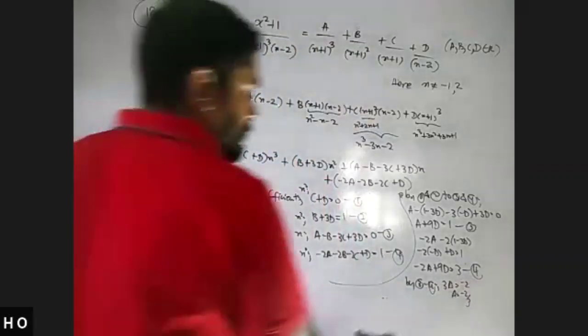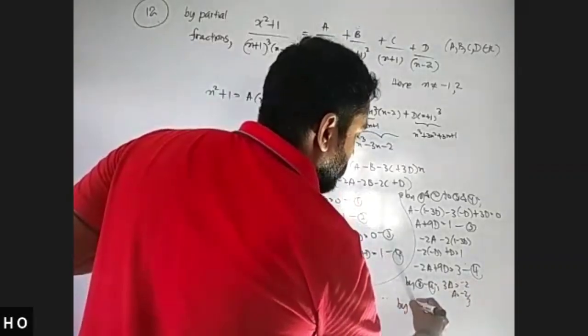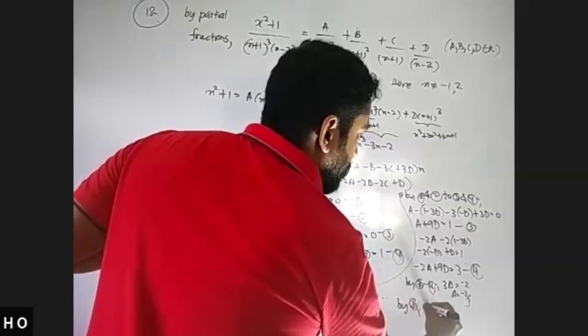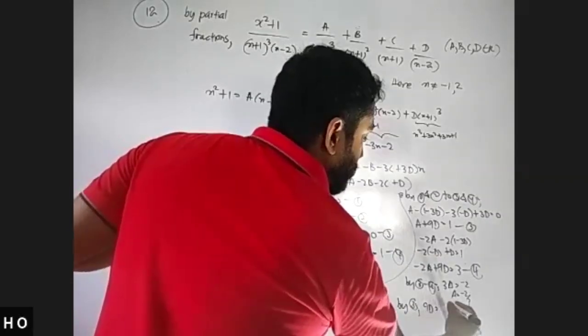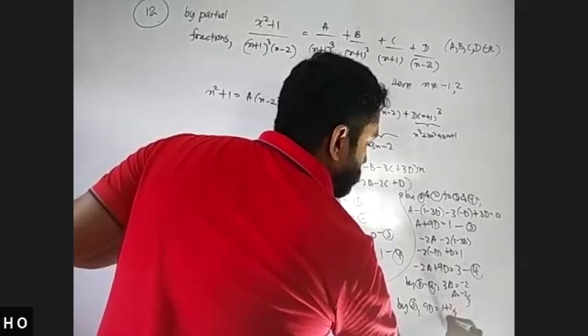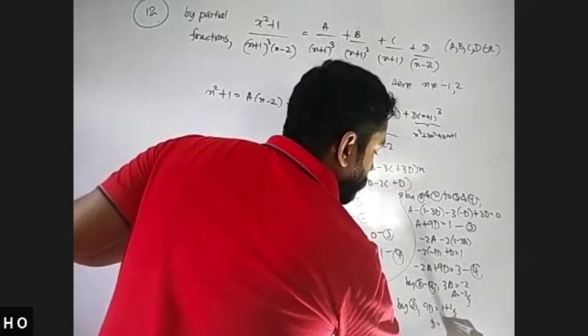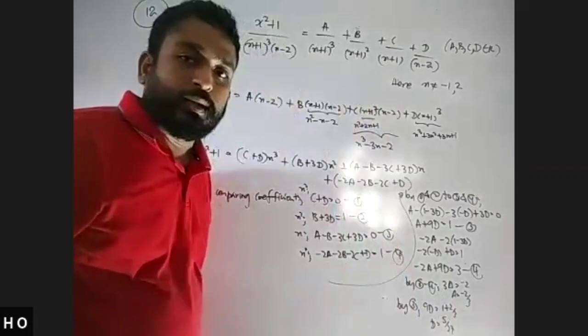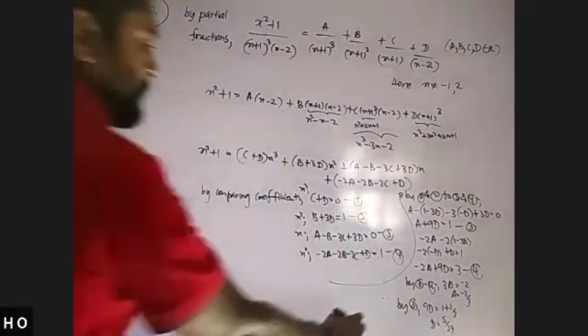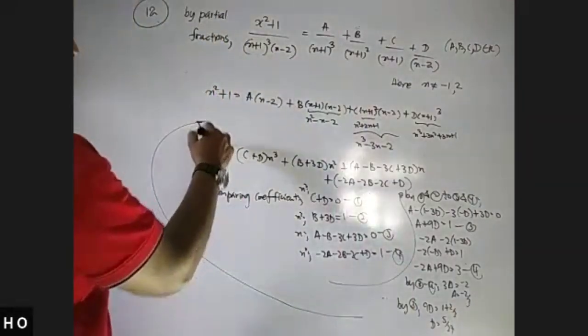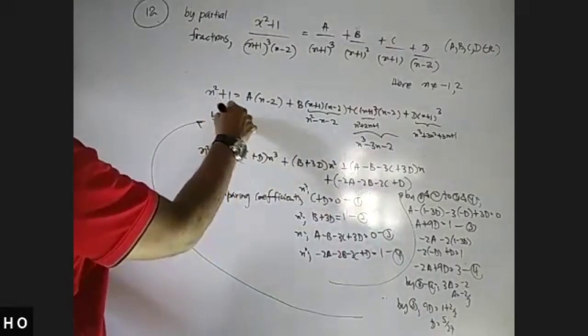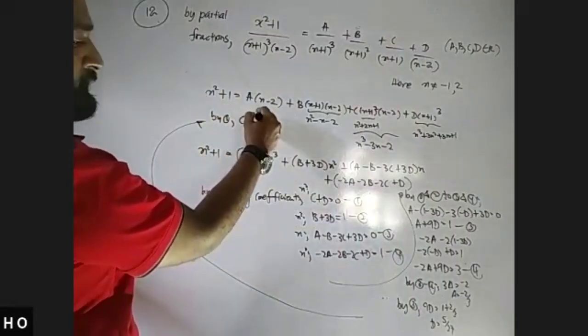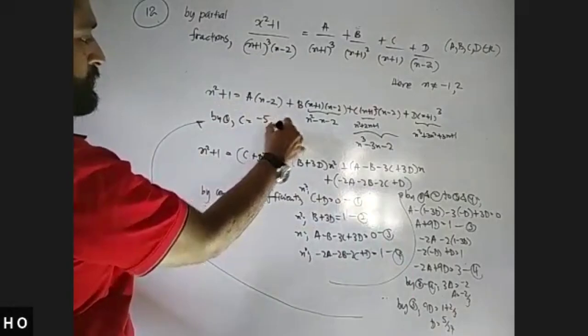So what is D? Let us say by 3, 9D is 1 minus A, 1 plus 2 by 3. D is going to be 5 by 27. That is D, 5 by 27. Further, C is minus D. C is minus D, minus 5 by 27.